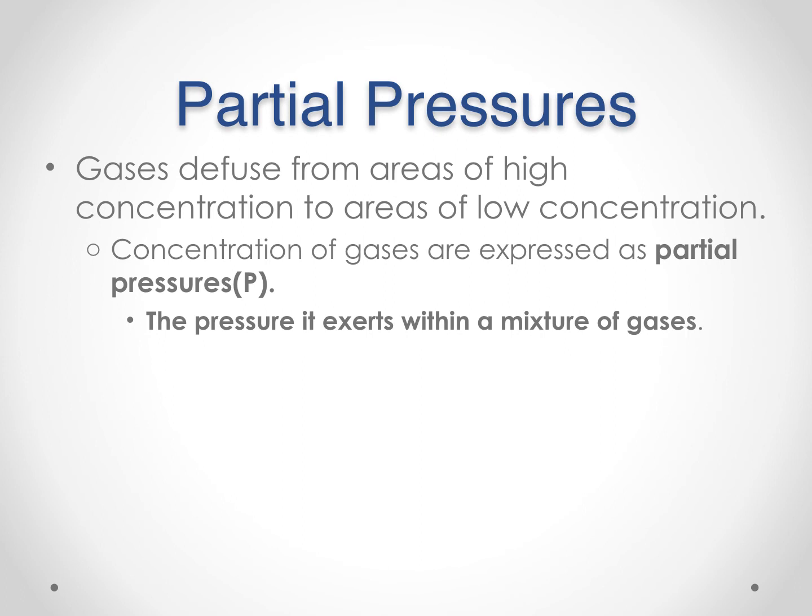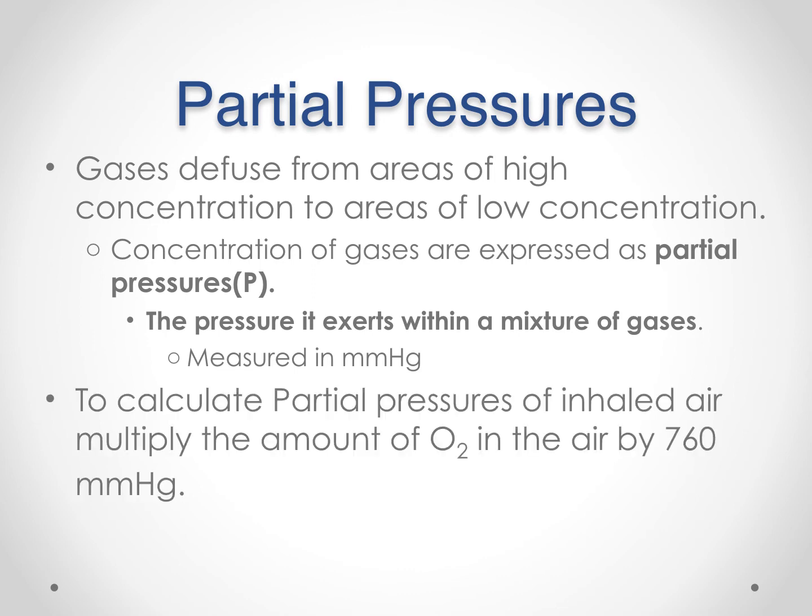So nitrogen, oxygen, carbon dioxide. As we've already seen, we measure it in millimeters of mercury. And if we wanted to calculate it, mathematically we could. In fact, to calculate the partial pressure of inhaled air, we multiply the amount of oxygen in that air by 760 millimeters of mercury, which is the average at sea level. I'm not going to have you do this mathematically, so for those of you that start to panic, take a deep breath, enjoy those partial pressures, and relax.